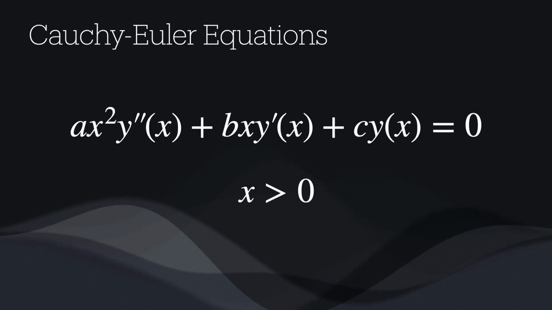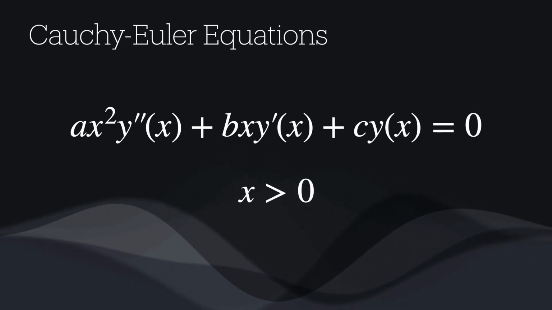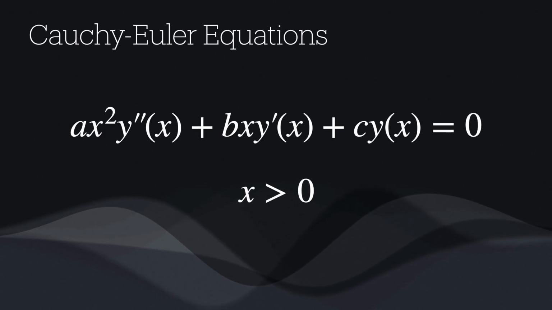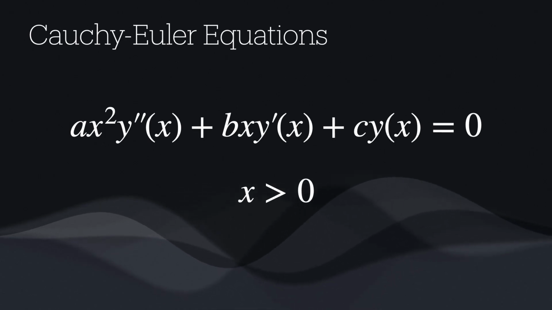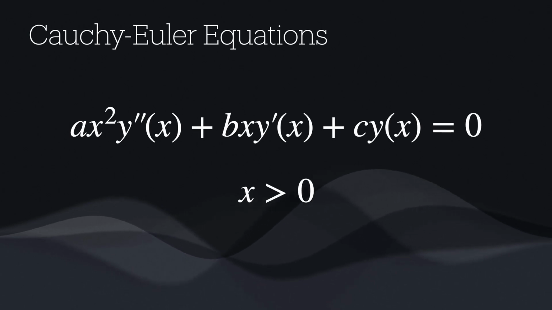You can generalize the form to higher order ODEs, but for sake of simplicity, we'll stick to second order only for the meantime. As an aside, x is specified to be greater than 0 because when you divide by ax squared, the y prime and y coefficients will be divided by x and x squared respectively. So x equals 0 is a singular point for that equation.